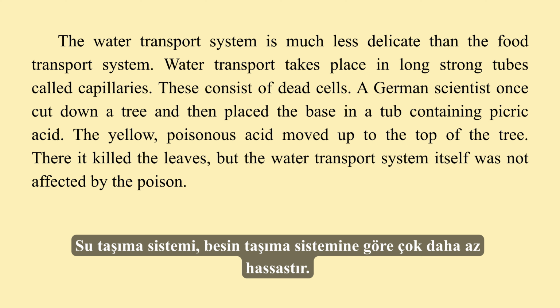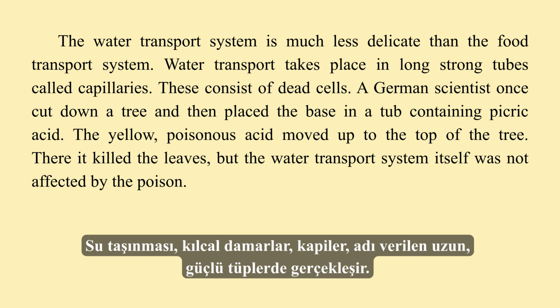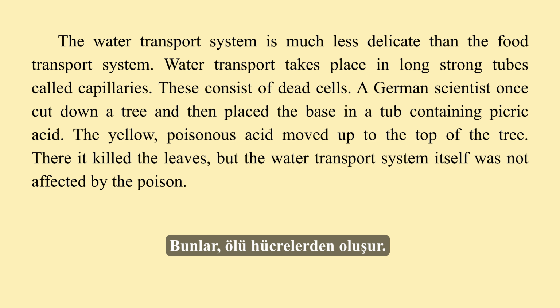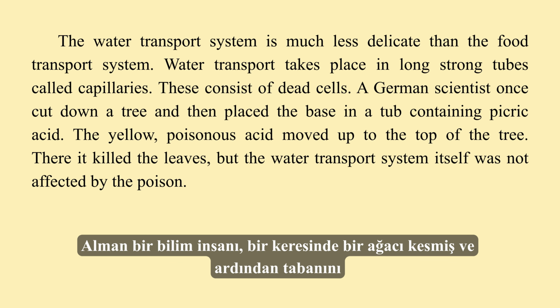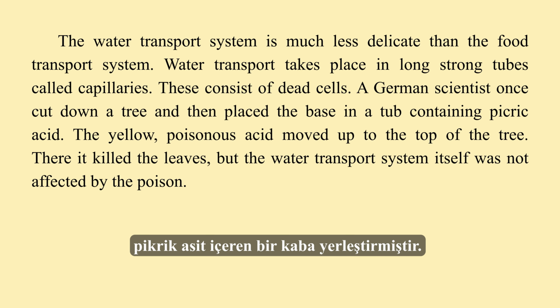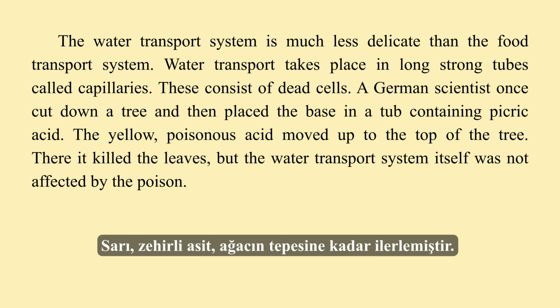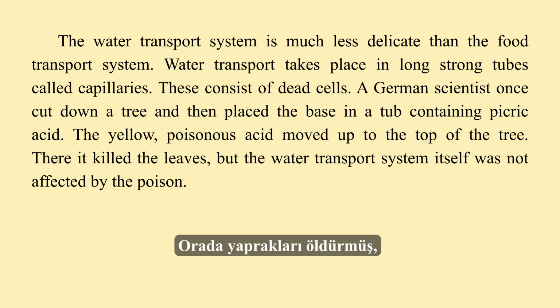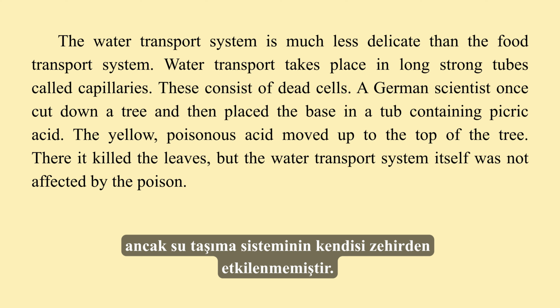The water transport system is much less delicate than the food transport system. Water transport takes place in long, strong tubes called capillaries. These consist of dead cells. A German scientist once cut down a tree and then placed the base in a tub containing picric acid. The yellow, poisonous acid moved up to the top of the tree. There it killed the leaves, but the water transport system itself was not affected by the poison.